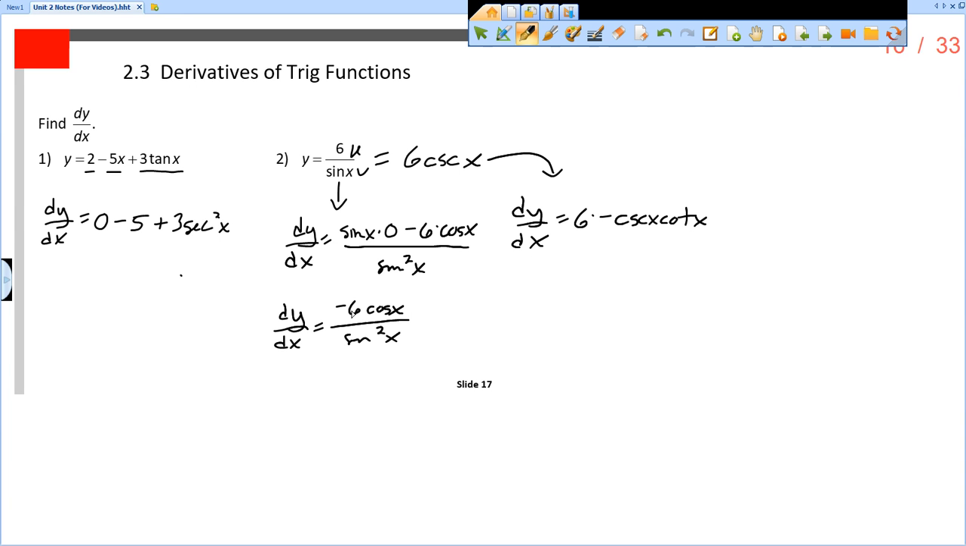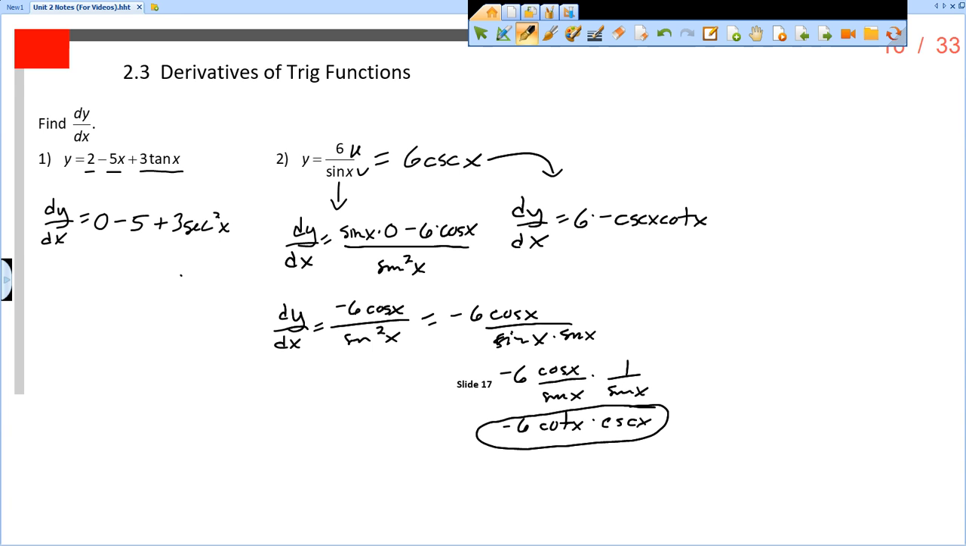If you think about negative 6 cosine over sine squared, this is really negative 6 times cosine x divided by sine of x times sine of x. But I could split that up into negative 6 times cosine x over sine x times 1 over sine x. And you know that cosine over sine is cotangent x, and 1 over sine is cosecant x. And so I have negative 6 cotangent times cosecant, or cosecant times cotangent. So either way, I get the same value.